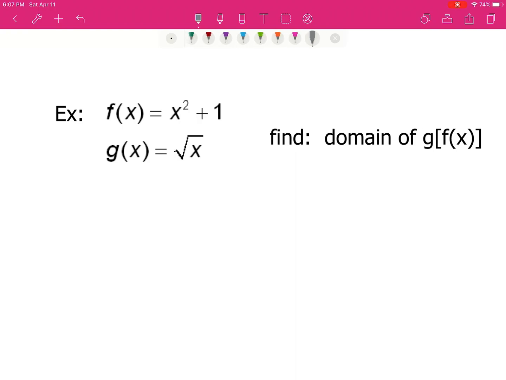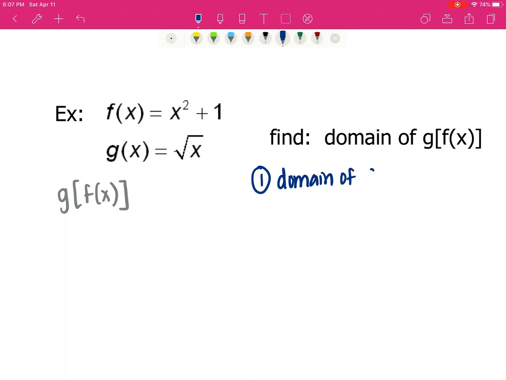So here I have f of x and g of x, and I want to find the domain of g of f of x. So my first step is to find the domain of f of x. So f of x, what can go into x squared plus 1? Well, any real number, right? So all real numbers. You can write that as all real numbers, or from negative infinity to positive infinity. That's the domain of f of x.